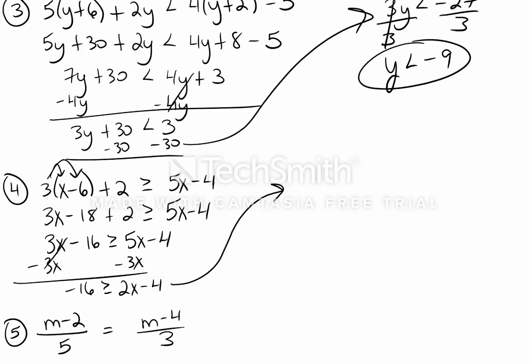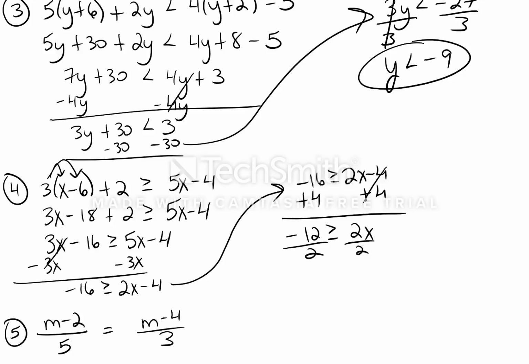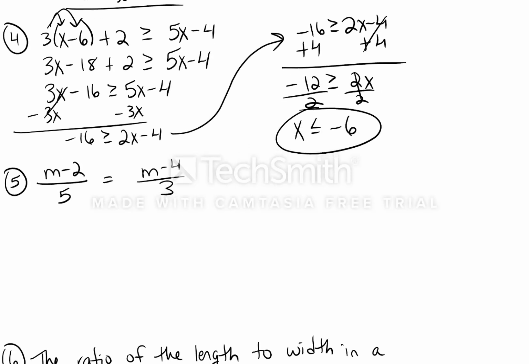Ran out of room, went to the side, rewrote the problem. Add 4 to both sides. Add down, negative 12 is greater than or equal to 2x. Divide both sides by 2. Make sure you write your final answer always with the variable on the left, and x is less than or equal to negative 6.